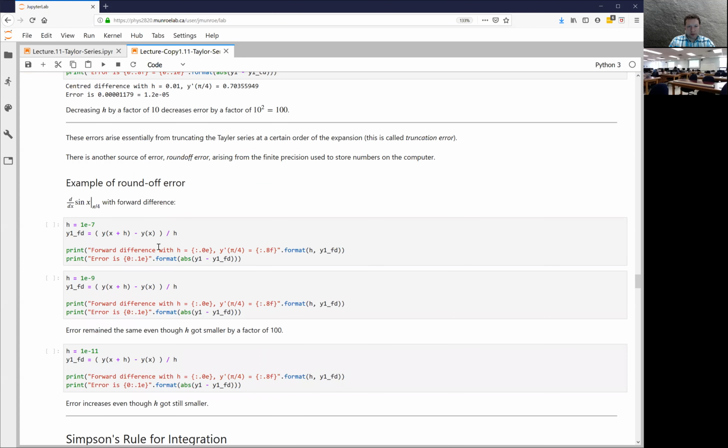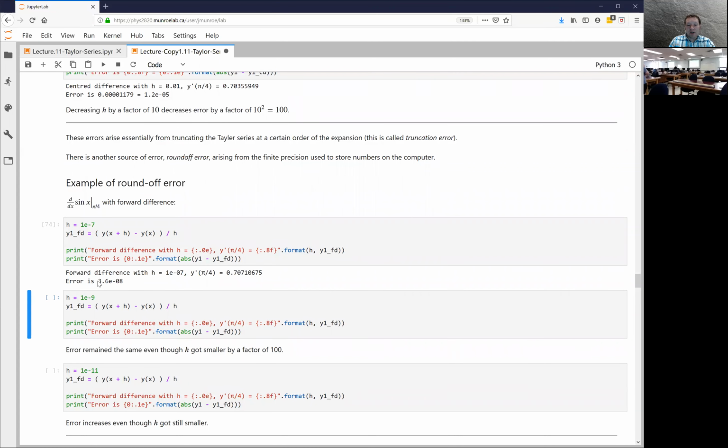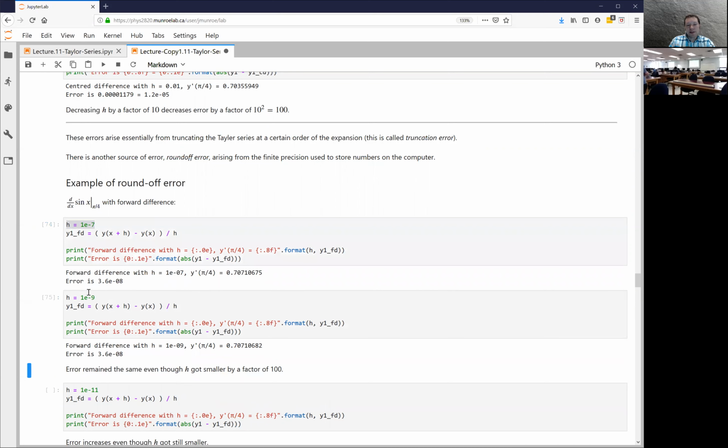Imagine I'm dealing with a forward difference, that is f of x plus h minus f of x. And h is very, very small, 10 to the minus 7. Well, I get a very small error, 10 to the minus 8. Okay? Let's go and make h even smaller. So we're taking an even smaller step size. So h is going to decrease by a factor of 100. Notice that the error has stayed the same. So even though we've shrunk h by a factor of 100, the error is actually not changing at all.